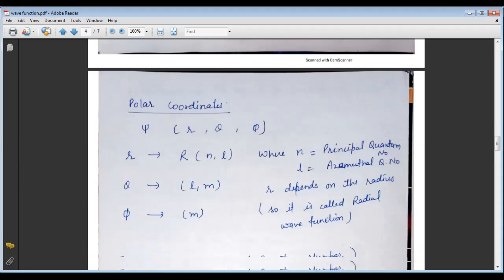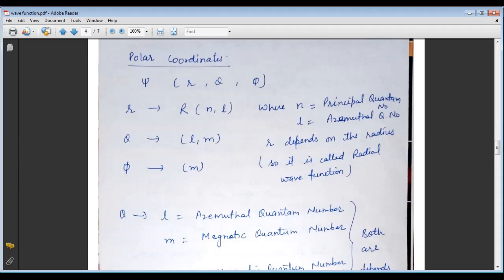Now, what are the polar coordinates? We know that the polar coordinates are r, theta, and phi. Here n is the principal quantum number, and l is the azimuthal quantum number. We all know about the quantum numbers. There are four types of quantum numbers.